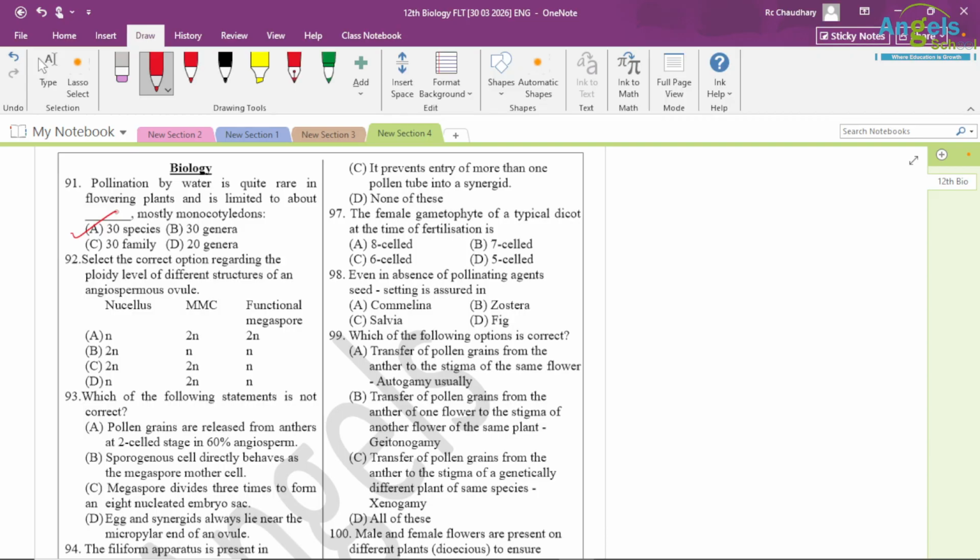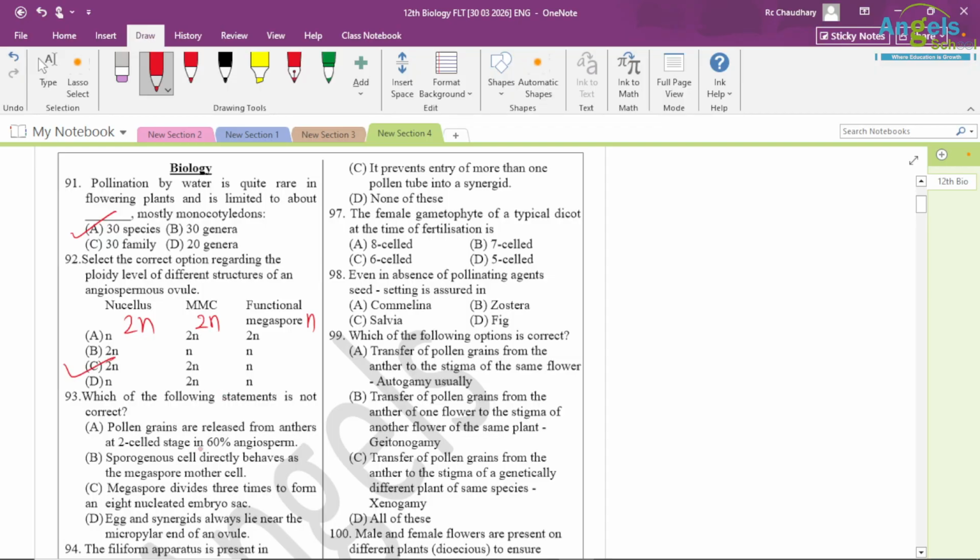Question number 92. Select the correct option regarding ploidy level of different structures of an angiospermous ovule. So nucellus cells are 2n, megaspore mother cell is also 2n, and functional megaspore is n. Okay, so the correct option is C.